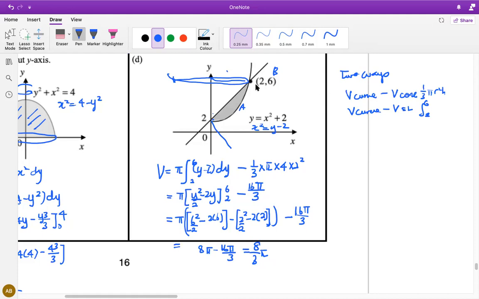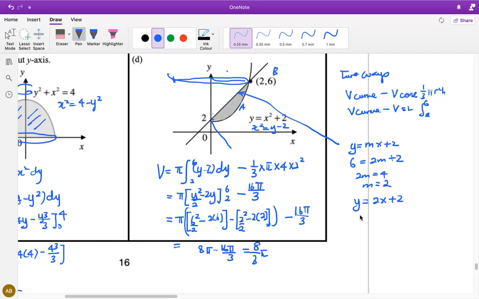So you can use the formula also. The equation of a straight line is y equals mx plus c, right? So mx plus c, this is 2. So you substitute the value in. Here is 6, and then 2m plus 2. So 2m equals 4. M equals 2. So y equals 2x plus 2.